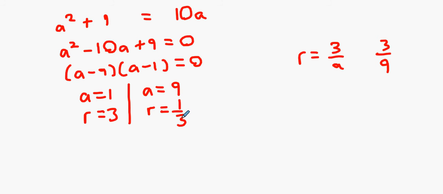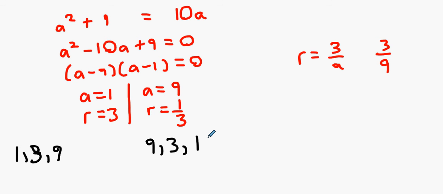Let's find out. First sequence is 1, 3, and 9, because you multiply by 3 every time. Second sequence is 9. Multiply 9 by 1/3, 3. And then multiply 3 by 1/3, 1. They both multiply to give you 27. And they both add to give you 13. And you're done. Is that alright with you guys? Okie dokie. It's easy enough.